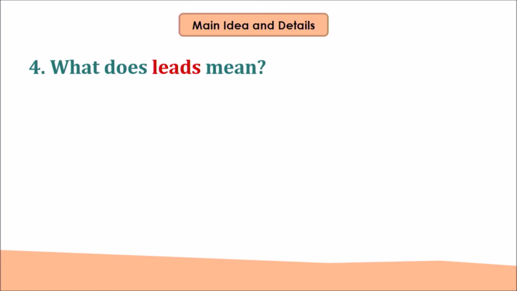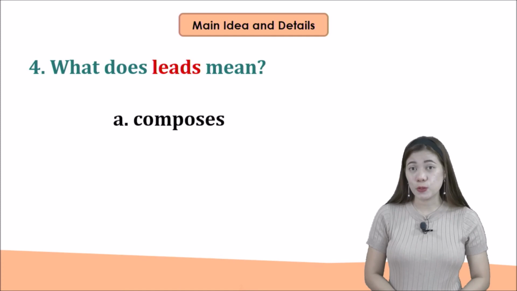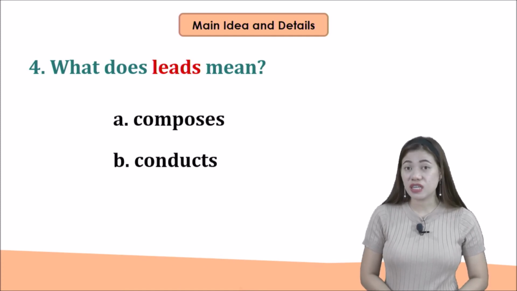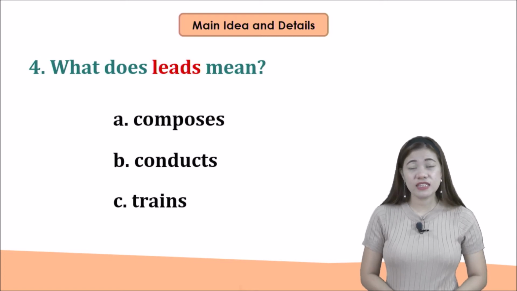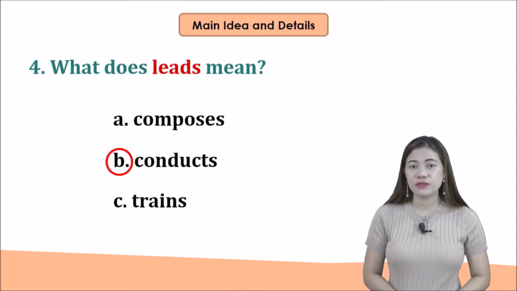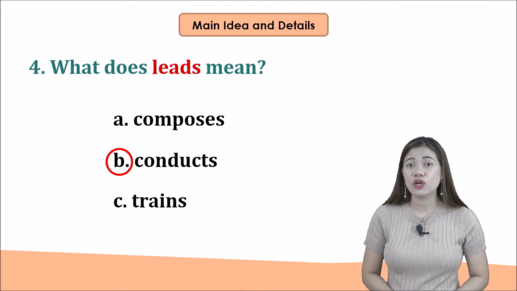Next, number 4 question. What does leads mean? A. Composes. B. Conducts. Or letter C. Trains. Okay, kids, our answer here is letter B. When we say leads, it means conducts.